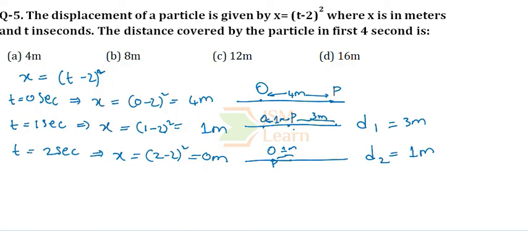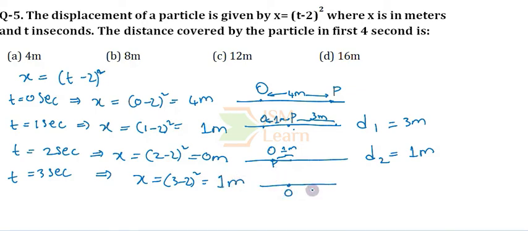Okay. So now at t equals 3 seconds, we find that the position of the particle is 3 minus 2 whole squared, that is nothing but 1 meter. It means our particle is at a displacement of 1 meter from point O. So the distance traveled by the particle to achieve this position is also 1 meter.